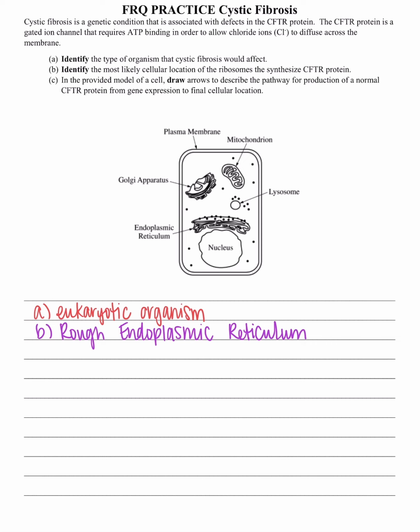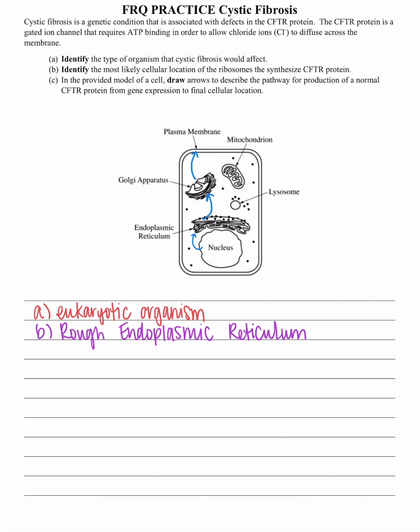Part C asks for you to draw arrows to describe the pathway for production of a normal CFTR protein from gene expression to final cellular location. Now, in order to do this, the first thing we're looking at is gene expression. So we have to start at the nucleus where we have the DNA that is transcribed into RNA, and then it's going to travel to the ribosomes on the endoplasmic reticulum. This is where it's going to be translated into the protein. Then it is going to travel to the Golgi apparatus to be processed and then to the plasma membrane.